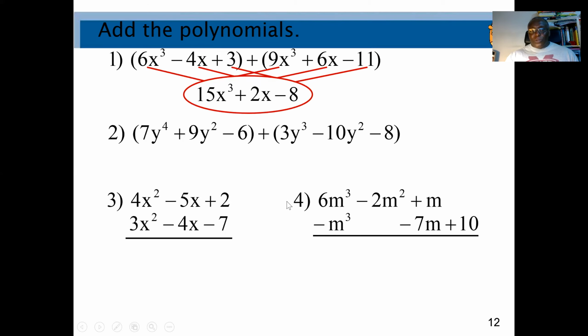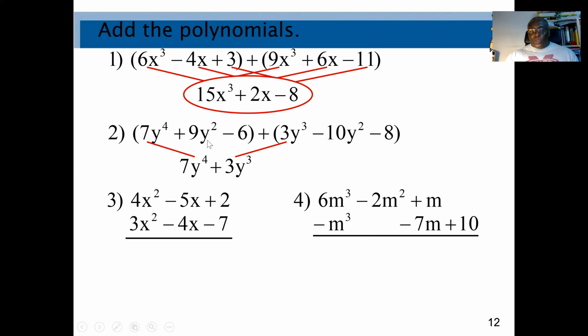Now let's see the next one. We have only y to the power 4, only 1. So we leave it. Then we come to y to the power 3. Okay, we have only 1 on the right side, so we leave it.